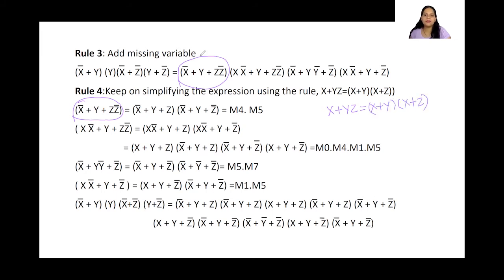So what is happening here? The x bar and y, whatever is there, x bar y, we are taking it as x, and this is our z, and z bar is going to be y, z. Now apply this particular rule. So what happens? We are writing x bar plus y and z first, and then x bar plus y, z bar. Okay, so this is nothing but our m4 and m5.